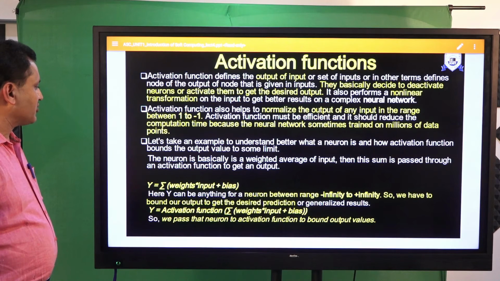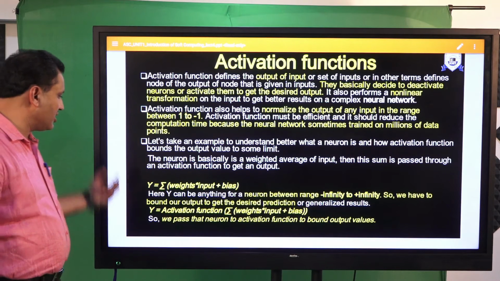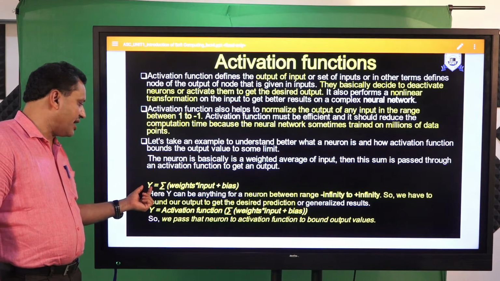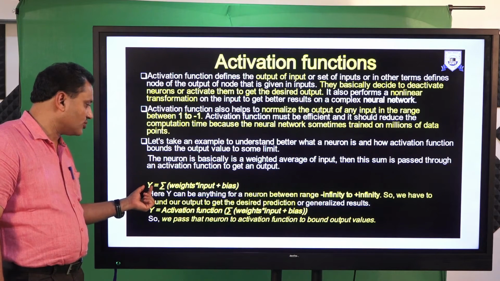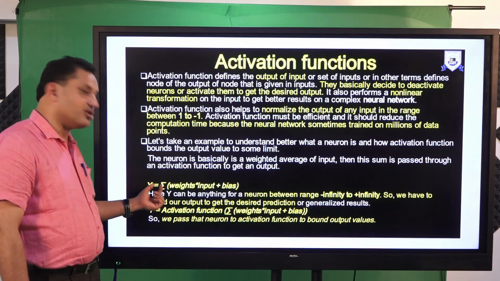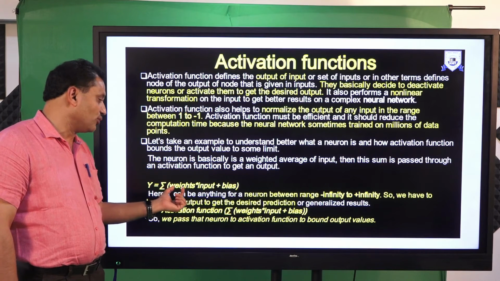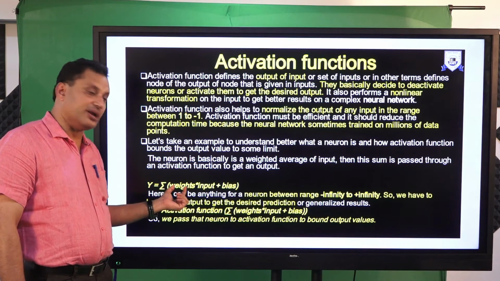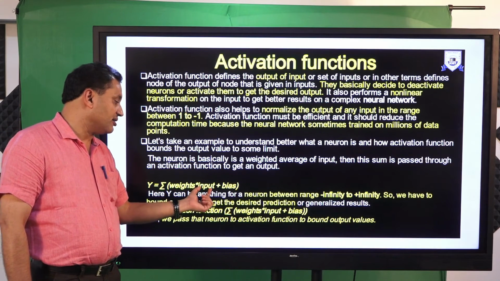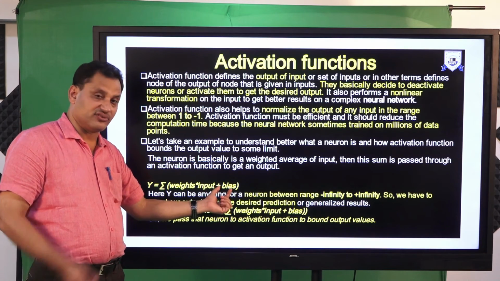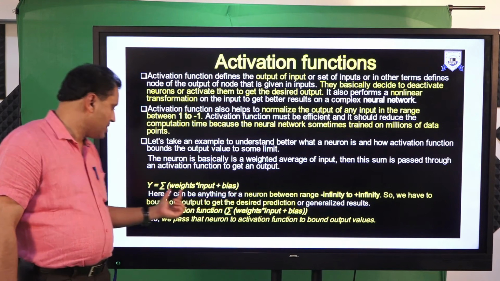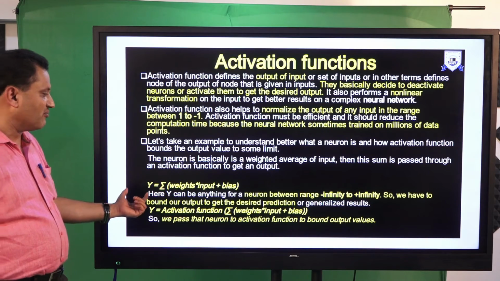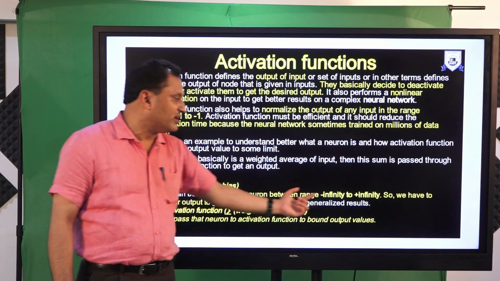Let's take an example to understand the concept mathematically. Here, this y is the output of a particular neuron. As I told you, a neuron is a summation unit. So what it is doing is summing the multiplication of the different weights and the respective inputs, plus bias. I just explained bias to you. And now this y may have a value range from minus infinity to plus infinity.